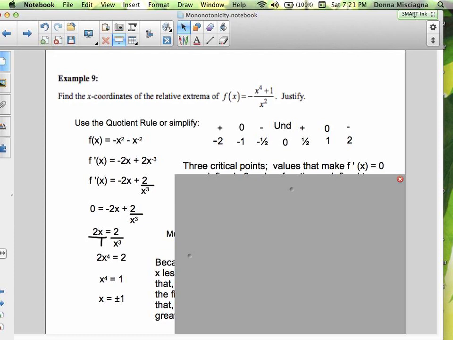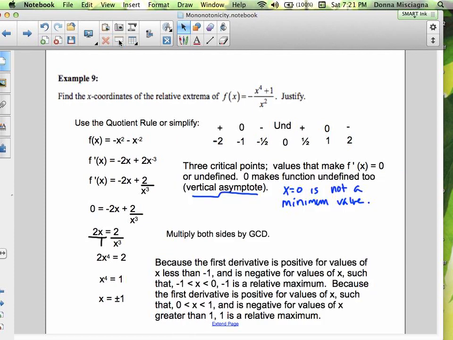There's two solutions there. All right, and then we have another point to consider. I have it written over here. I'm going to get rid of this whole screen. All right, so there are three critical points. Values that make f prime of x equal to 0 or undefined. 0 makes the function undefined too. So we have a vertical asymptote. So 0 makes the function undefined as well. It's a vertical asymptote for the function. It's also undefined for our derivative. We still have to consider it, however.